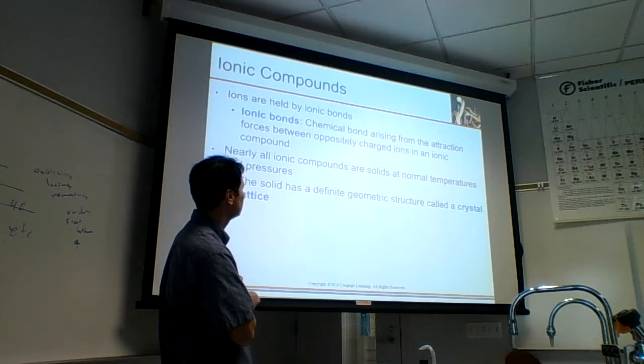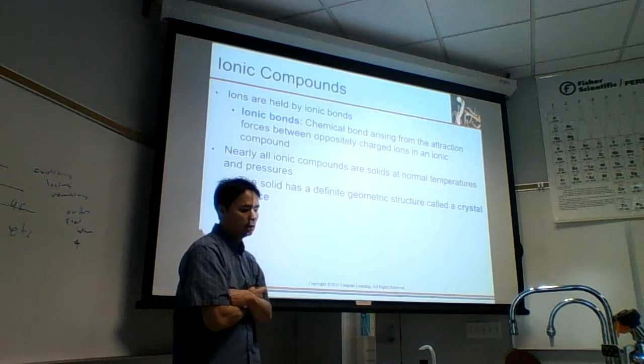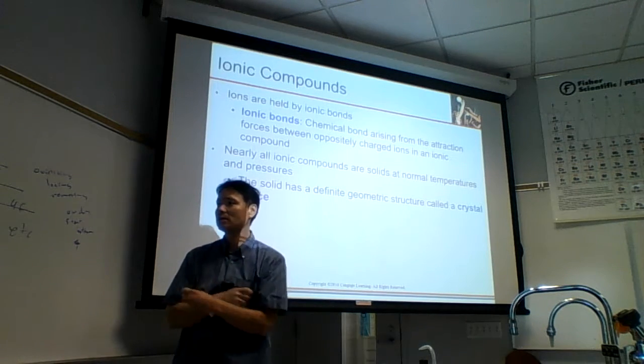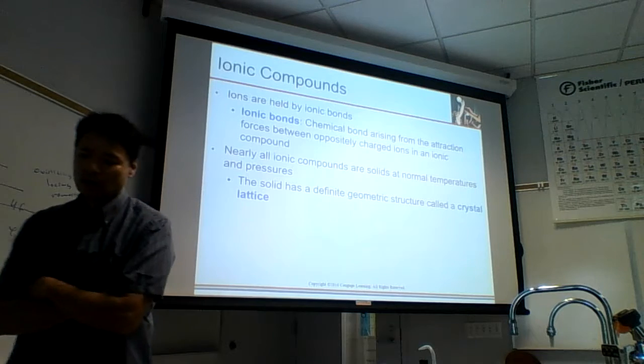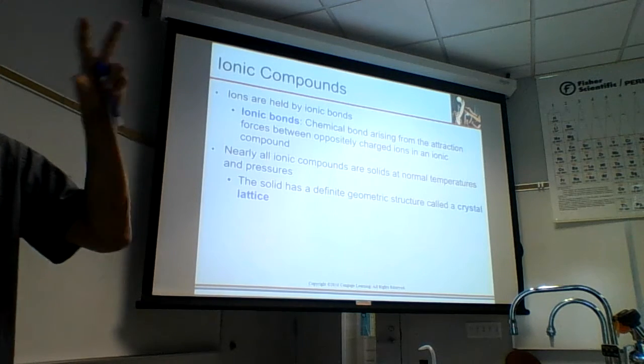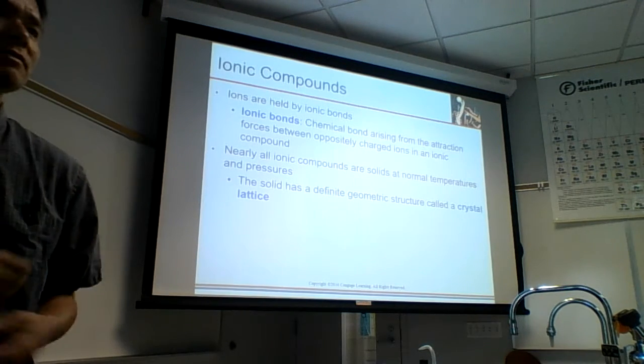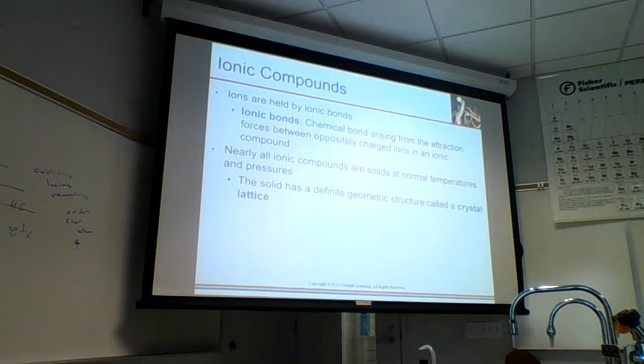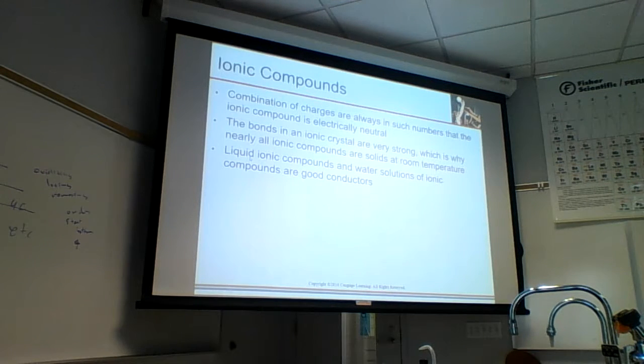The solid has a definite geometry called the crystal lattice. The shape of this depends on the shape of the ions and the size difference. When you get different arrangements of stuff. For example, a carbonate ion has a weird shape to it, and so it forms a different kind of crystal structure. And we see that crystals come in all shapes, right? They come in lots of different shapes.